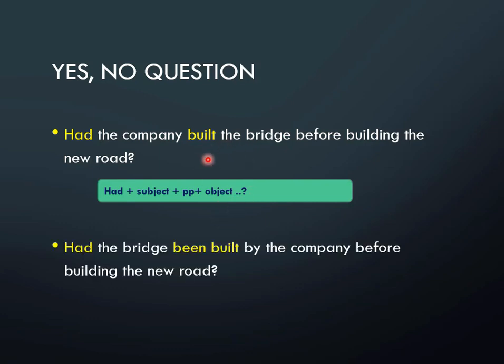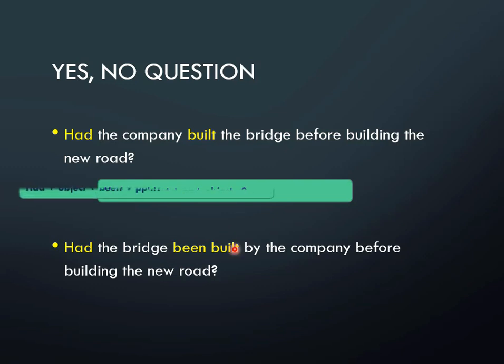How can we change a yes, no question like this into passive? Look at the example here. Had the bridge been built by the company before building the new route? If you look at this sentence carefully, you'll find that we started with the helping verb had, then we used the object, not the subject. We brought the object from the middle of the sentence, or the end of the first clause, and wrote it here after the helping verb. Then we write the word been and then the PP or the past participle.